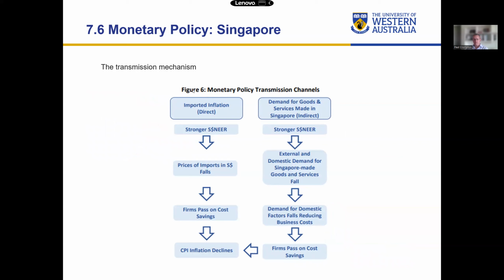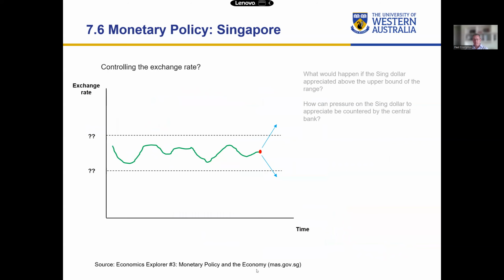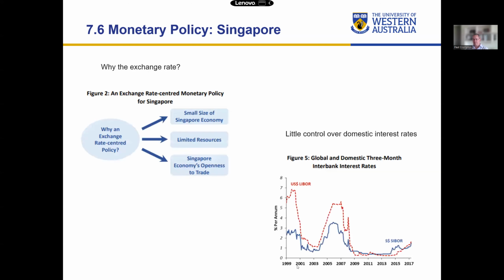So figure 6. And okay, so what do you need to take away from this Explorer? How monetary policy operates in Australia and why it is operated differently. So a fundamental understanding, a basic understanding of how it operates and why it is operated differently. So read that Explorer with those two things in mind.